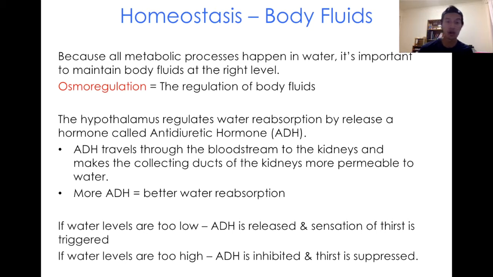So basically, if water levels in your blood drop too low, ADH is released, and a sensation of thirst is triggered. ADH is released, your kidneys start to reabsorb more water, and it also stimulates that feeling of thirst so that you drink more water as a result. If water levels are too high, ADH is inhibited. In other words, it's held back and not released. And that feeling of thirst is suppressed, right? And so that is another method in which your body regulates that.